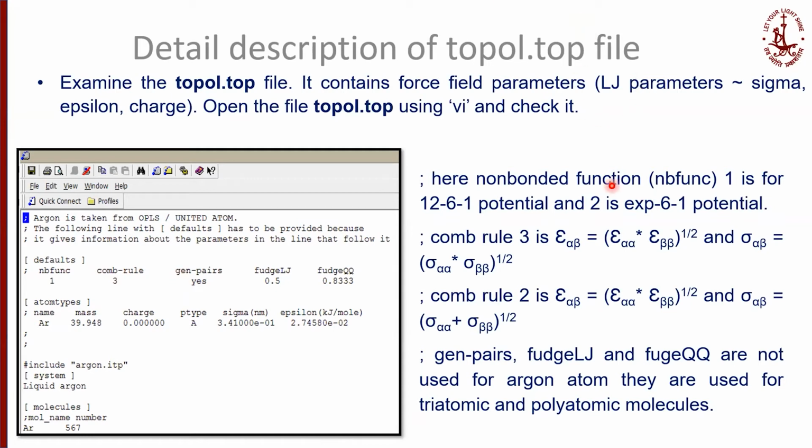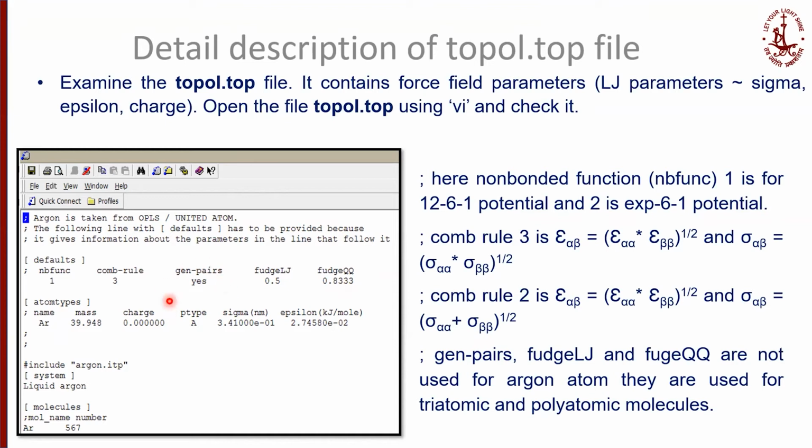If you know the form of the Lennard-Jones potential, you will know that sigma and epsilon are geometric and arithmetic means. So combination rule 3 means epsilon AB is taken as epsilon alpha alpha times epsilon beta beta to the power half, and sigma AB is calculated as sigma alpha alpha times sigma beta beta to the power half. Whereas combination rule 2 is different. One is taken as geometric mean, the other as arithmetic mean.